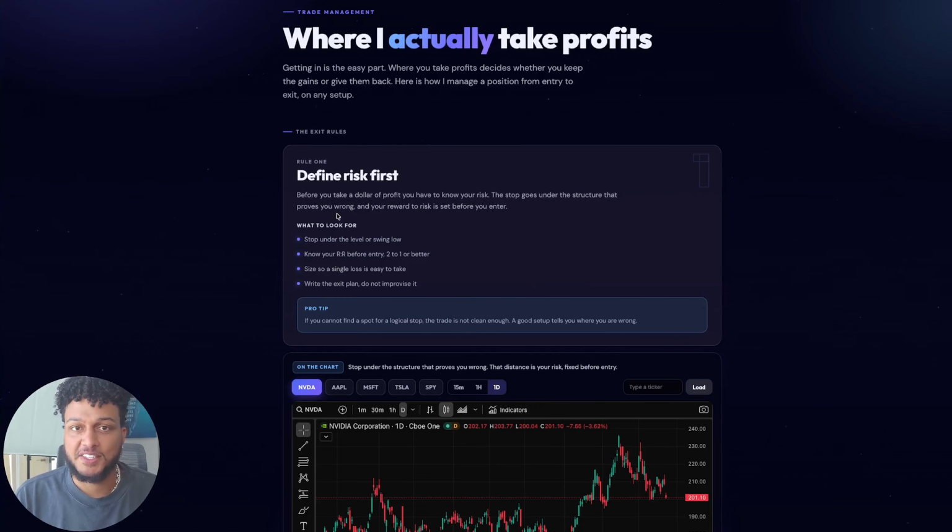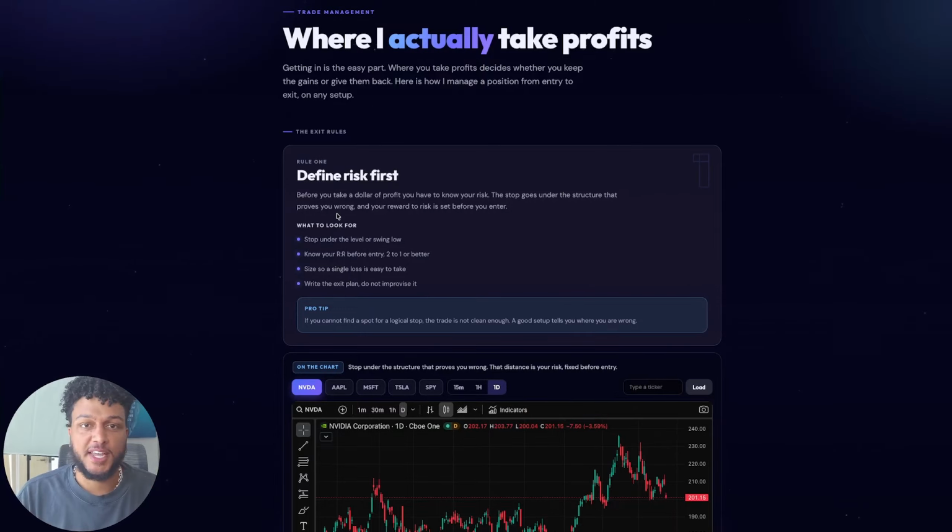Size, so a single loss is easy to take. You should not be oversizing. If you're putting $5,000 in a trade, that's half your portfolio. Maybe size down to a $1,000 position, and you're only risking about 10% of your portfolio based on the risk-reward and everything going into the trade. And write the exit plan, do not improvise it.